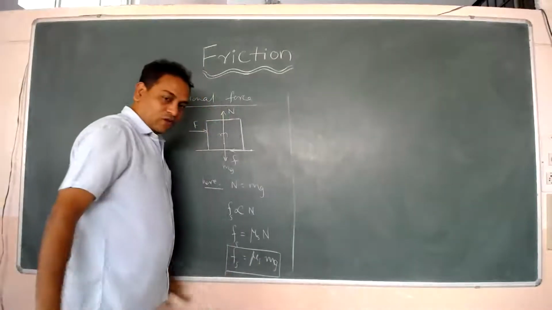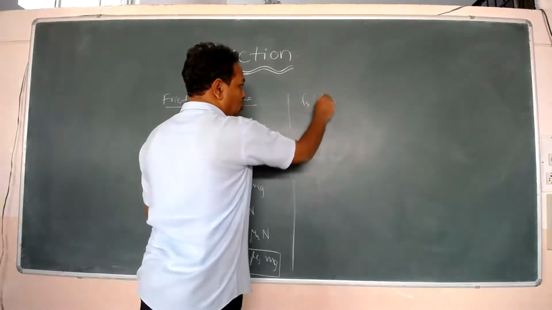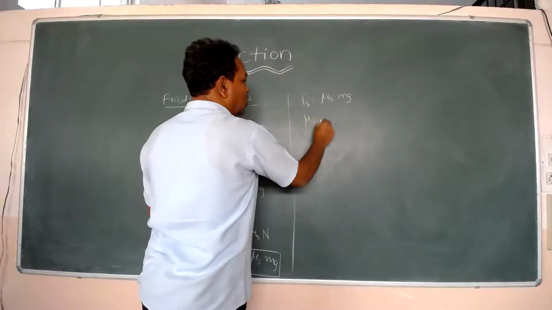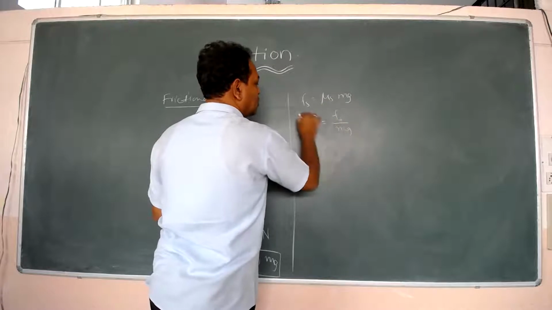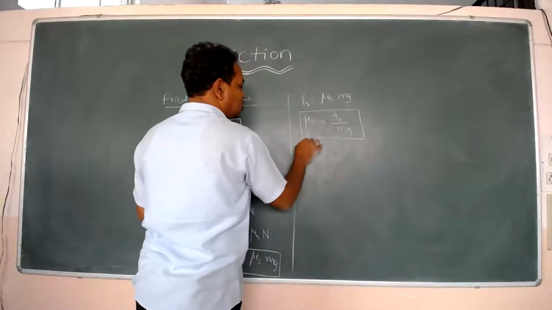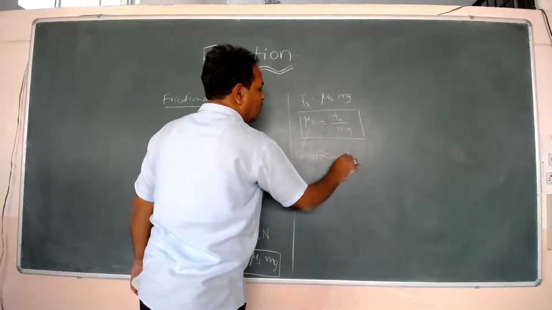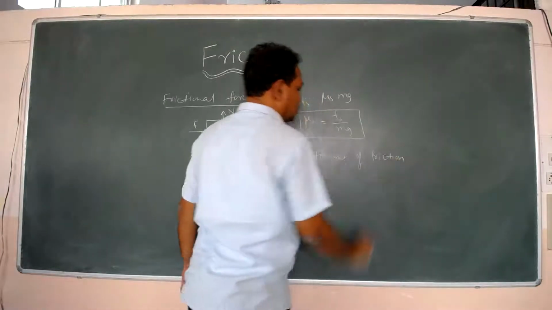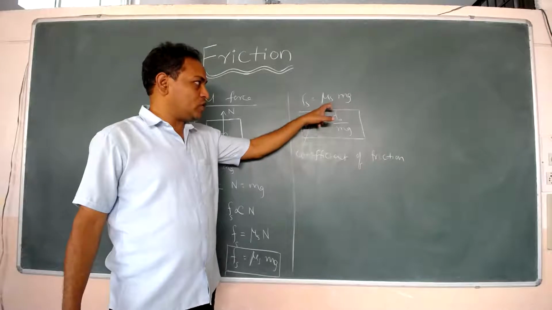So here the frictional force general formula is Fs equals mu s into mg. Here mu s is Fs by mg. This is called the coefficient of friction. So here friction is nothing but mu s into mg.